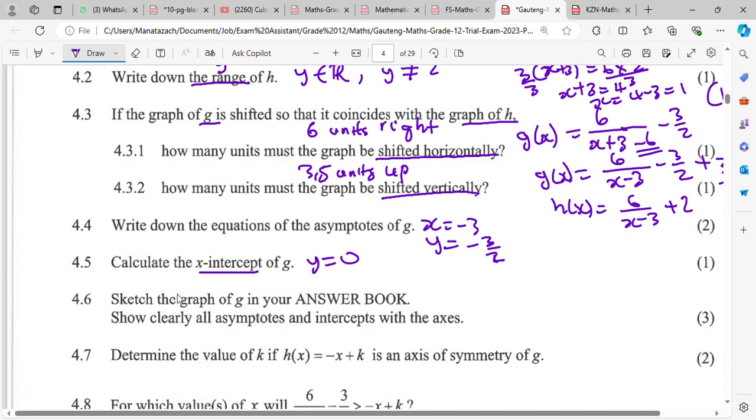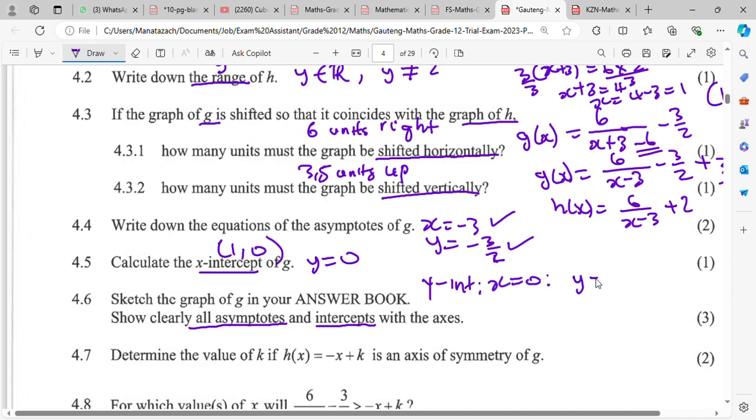4.6 says sketch the graph of G in your answer book, showing clearly all your asymptotes and intercepts. We've already worked out the asymptotes, right? These are the asymptotes. And then when it comes to the x-intercept, in the previous question we worked out the x-intercept of 1 and 0. The only part of the intercepts that you don't have is the y-intercept. So the y-intercept shouldn't be too difficult, because when it comes to the y-intercept, you just set x is equal to 0, then you calculate the y-intercept.